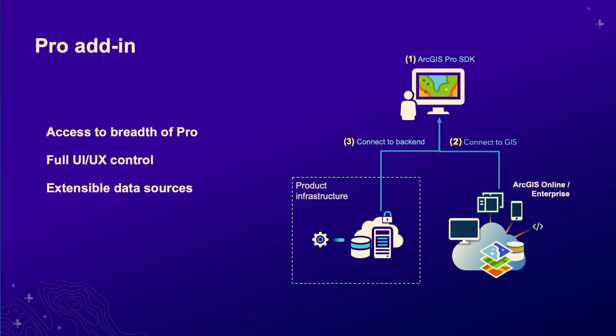The way this works is a customer has ArcGIS Online or ArcGIS Enterprise deployed. You connect in with your ArcGIS Pro add-in with the customer's deployment. That then connects in with the customer's GIS. So with your Pro add-in deployed to a customer's ArcGIS Pro deployment, you can connect into their GIS, pull in data and layers and other content. And then you can connect in with your own product infrastructure, your own data sources, and provide that customized experience for end users.